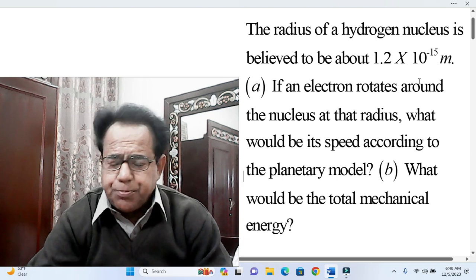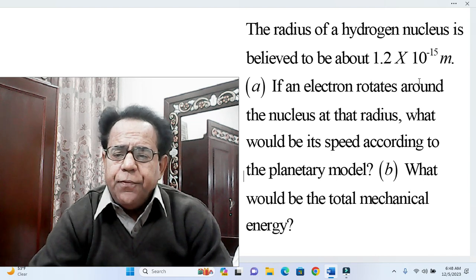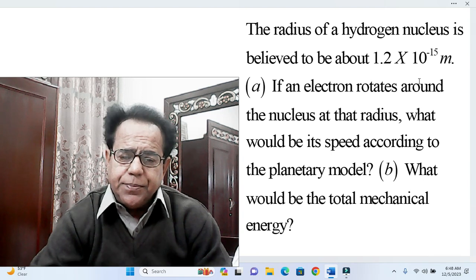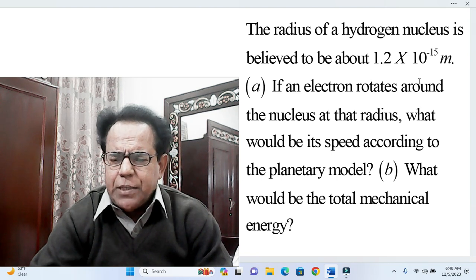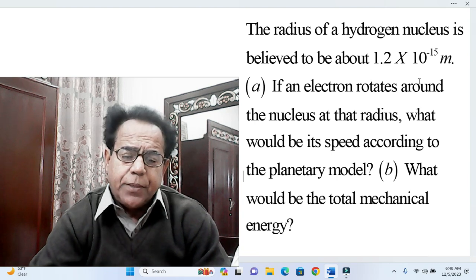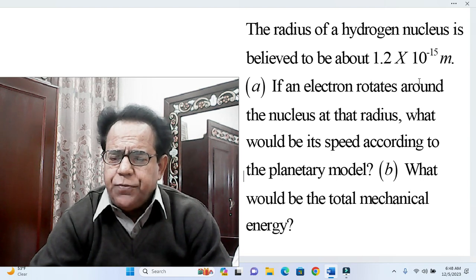The radius of a hydrogen nucleus is believed to be about 1.2 times 10 to the power minus 15 meter. This 10 to the power minus 15 is also called femto. So it does not make any difference whether we say 1.2 femtometer or 1.2 times 10 to the power minus 15 meter. The radius of a hydrogen nucleus is believed to be about 1.2 femtometer.